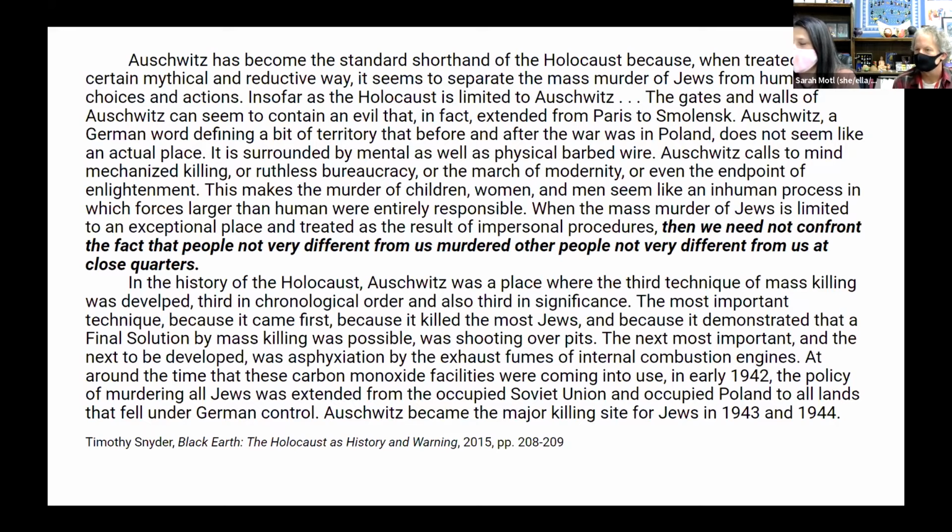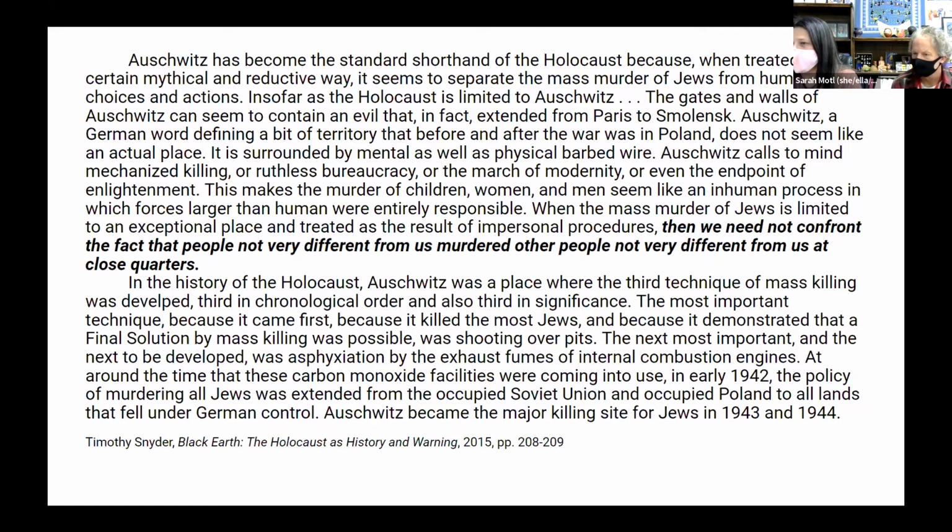In the history of the Holocaust, Auschwitz was a place where the third technique of mass killing was developed, third in chronological order, and also third in significance. The most important technique because it came first, because it killed the most Jews, and because it demonstrated that a final solution by mass killing was possible, was shooting over pits.